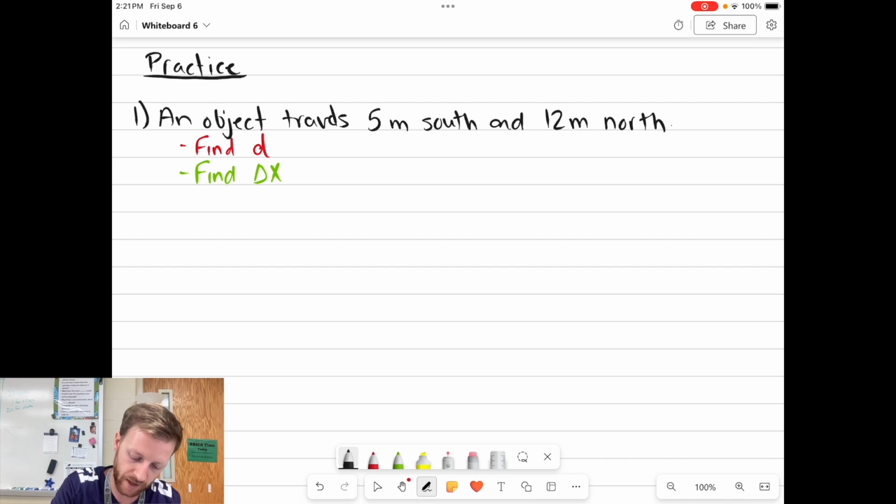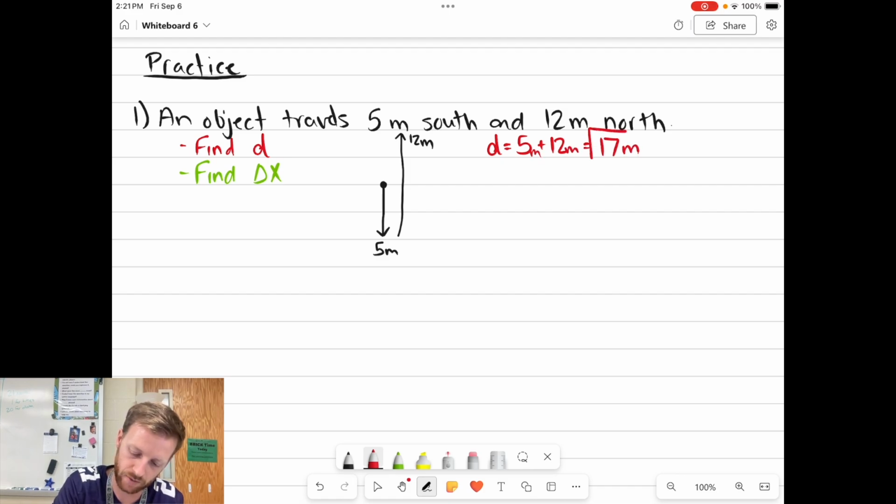So first, my object goes 5 meters south. So I'm going to draw a southward arrow going down, that's 5 meters, and then it goes 12 meters north. So I'm trying to find D. Again, D is just the total distance traveled. So he went 5 meters south, then he went 12 meters north, and that'll give me 17 meters. Well, that was easy, right? You just add up all the arrows, 17 meters.